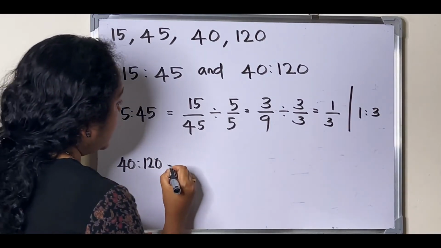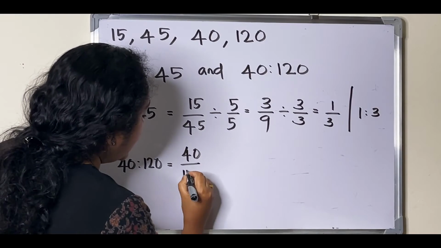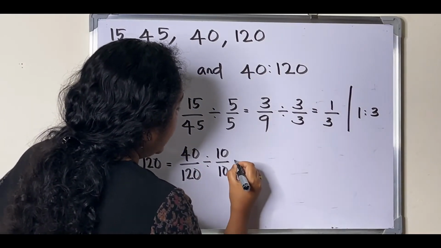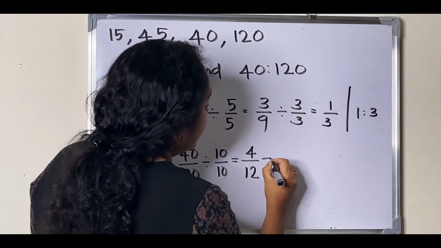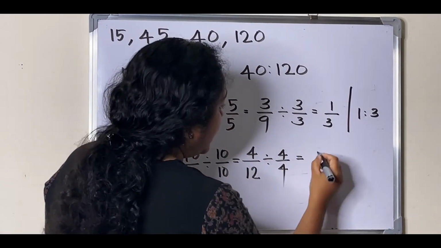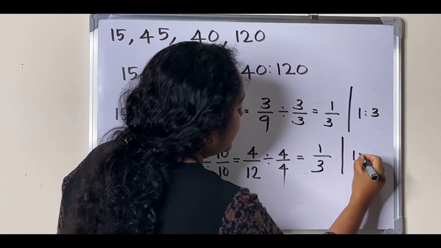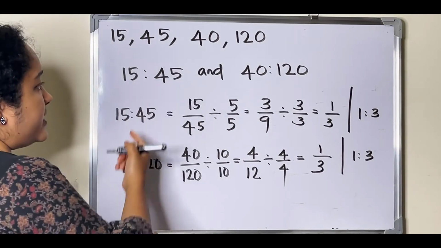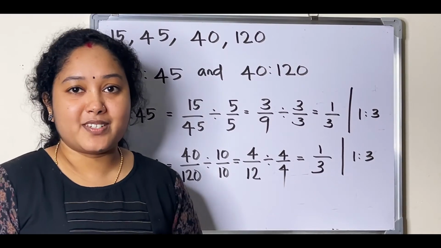Next, 40:120. 40:120 is equal to 40 by 120. Divided by both 10, we get 4 by 12. Can be divided by both 4. We get 4 ones are 4, 4 threes are 12, and the ratio is 1:3. So 15:45 and 40:120 are in proportion.